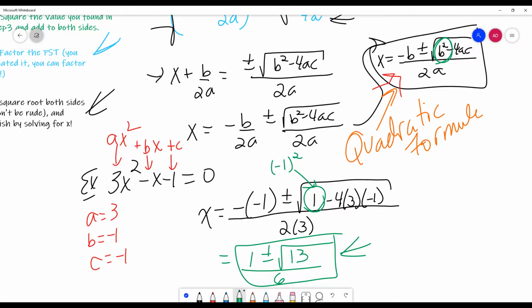All right, so what you've learned here is how to solve a quadratic equation using the quadratic formula. I hope this was helpful. This is the Math Dealer signing out.